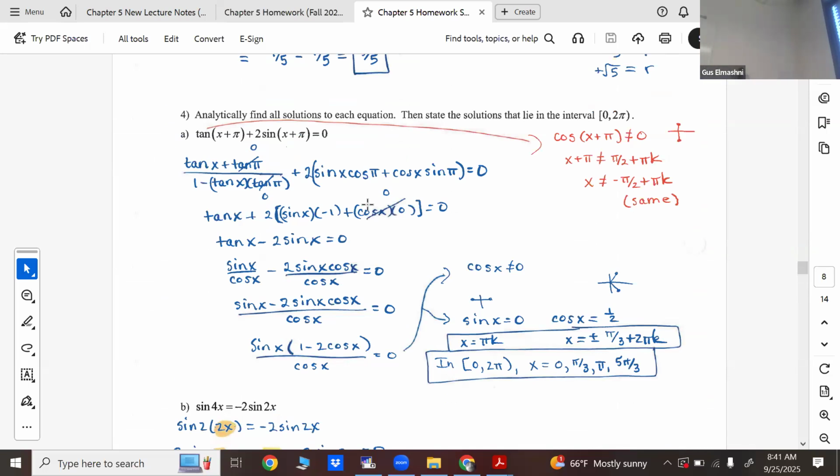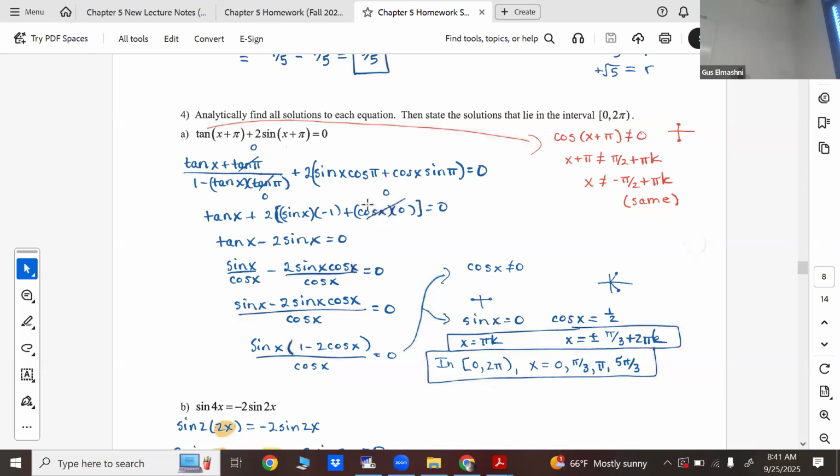Okay, so for 4A, we use the sum formula, right? So we'll try that. So that's tan x plus tan pi. And tan pi, that's just unit circle, that's 0, right? So that just goes away. So that goes away also. So you start with 1 in the bottom. So you just get tan x. Here again, use the sum formula, that's sine x, cosine pi, and so on. Sine pi goes away. Cosine pi is -1. You get -2 sine x.